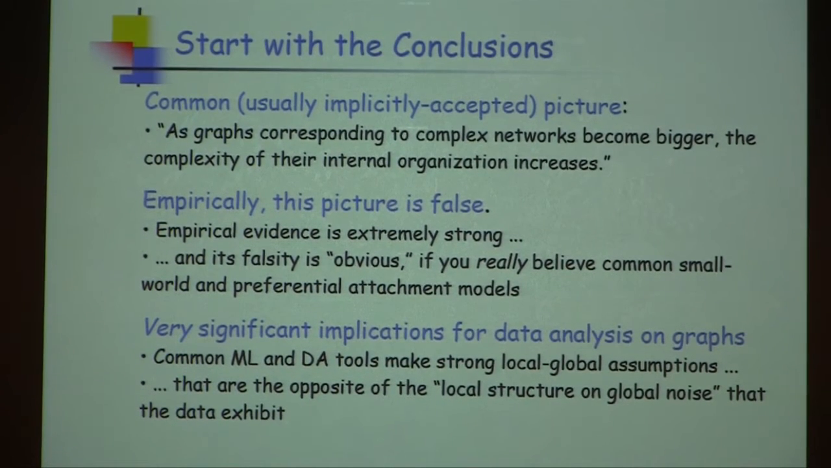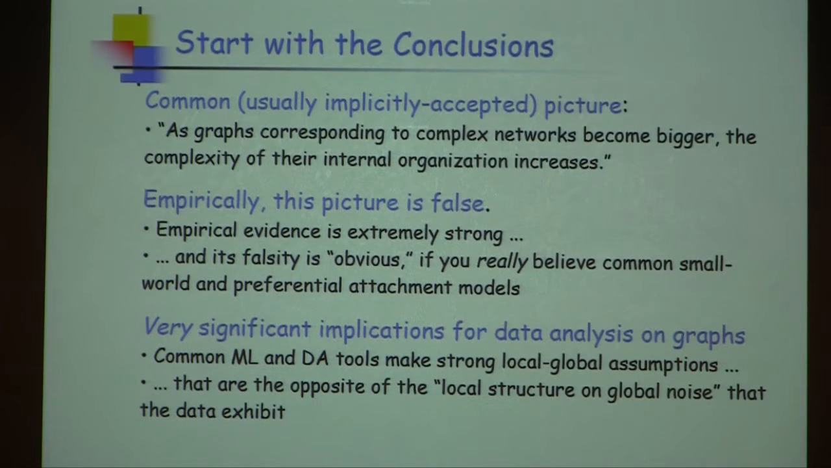Think large networks, and I'll give you examples of ones we think about, but I think the following holds for a very, very broad class of what goes by the name of complex networks, social information graphs, or whatever. There's a common picture that people have in the back of their mind. Occasionally it's made explicit, but typically it's some sort of implicitly accepted picture. People just assume that it's the case, and that is the following. As graphs corresponding to complex networks become bigger and bigger, the complexity of their internal organization increases.